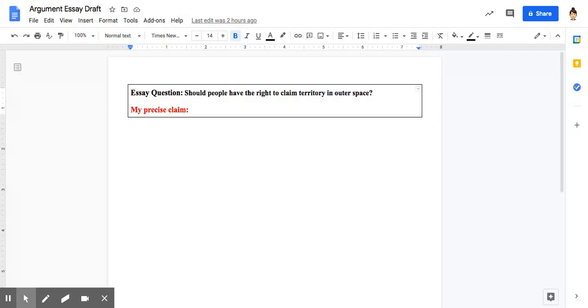Sometimes we get writing and we forget what we're trying to persuade the reader or trying to tell the reader in our essay. So my precise claim is that people should not have the right to claim, or actually, I think I was on the yes side. Yes, people should have the right to claim territory in outer space. So we want to just have our claim right there so that we can revisit it and we are always aware of what our essay is trying to prove.